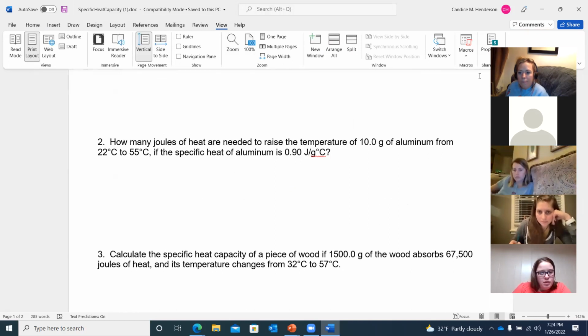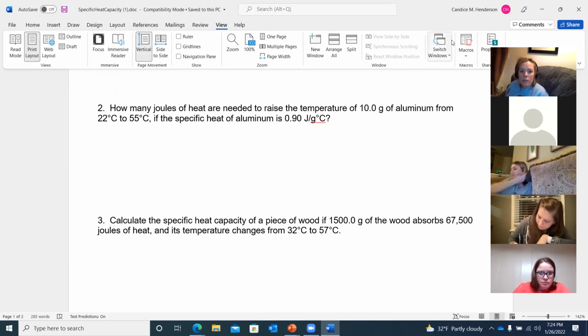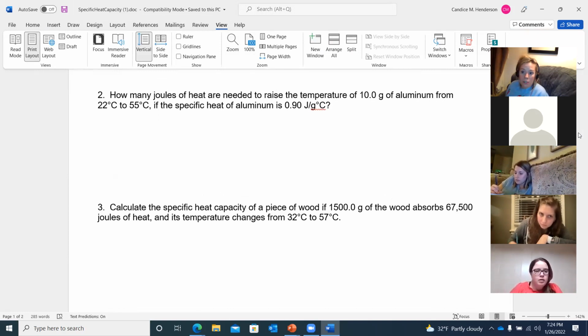Okay, so number 2 is: how many joules of heat are needed to raise the temperature of 10 grams of aluminum from 22 to 55? The specific heat is 0.9. That one's very similar to the one we just did.